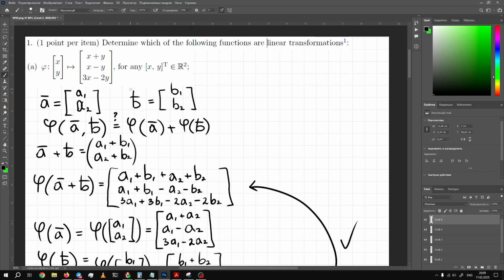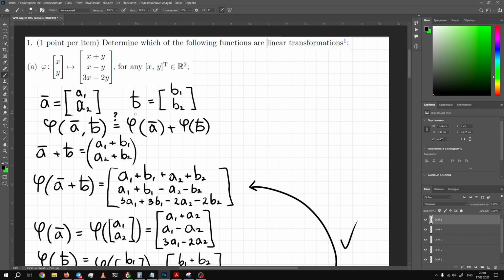So let's take some practice and determine which of the following functions are linear transformations. We need to check if it's a linear transformation or not. So we have the first example, from two-dimensional space to three-dimensional.